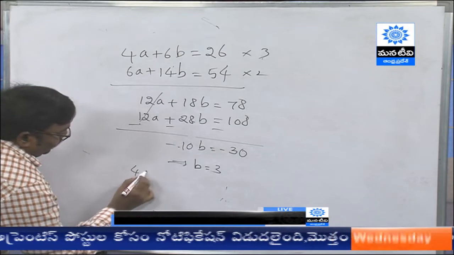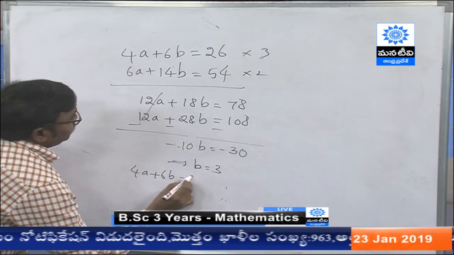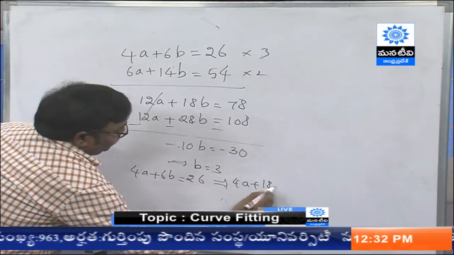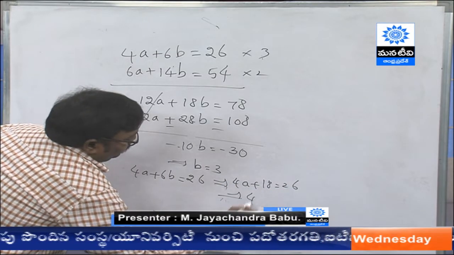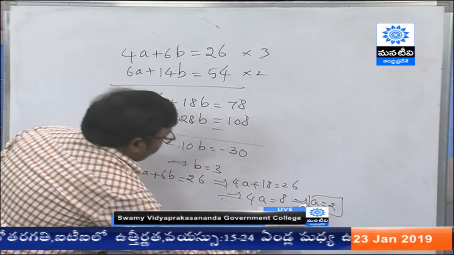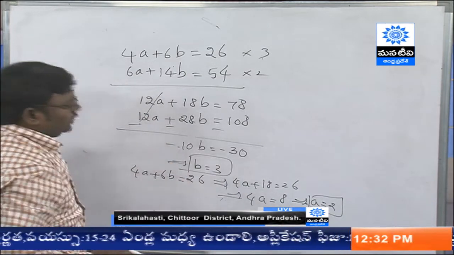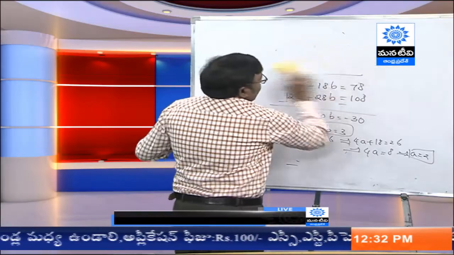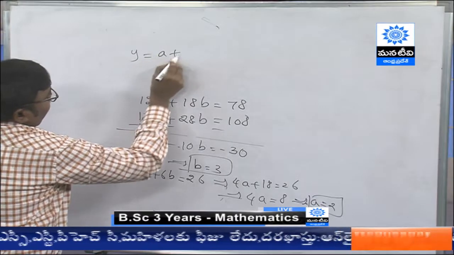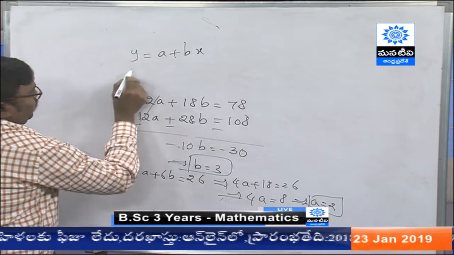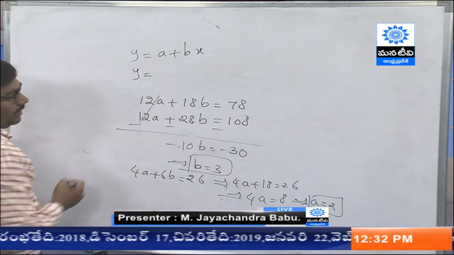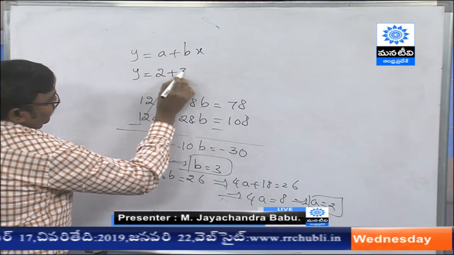So, 4a plus 6b equal to 26, means 4a plus 18 equal to 26, means 4a equal to 8, means a equal to 2. So, a equal to 2 and b equal to 3. After substituting these two values in the general form of a straight line, we will get the required straight line, which is the best fit to the data, y equal to 2 plus 3x.